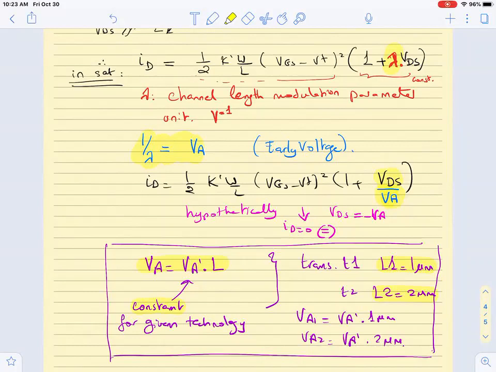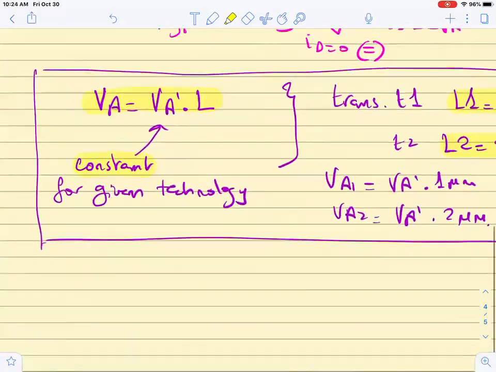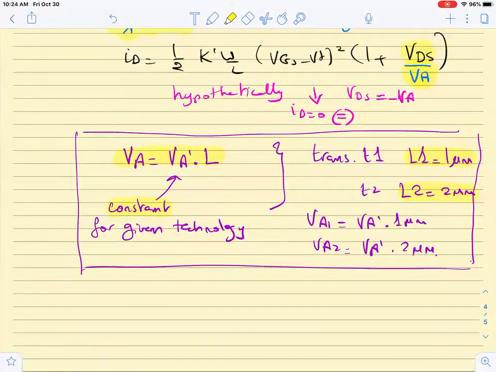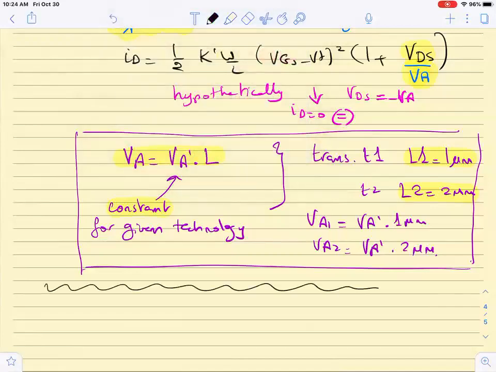Okay, does anyone have a question on channel length modulation? Okay, why do we care about this in our course? The reason that we care about this in our course is that we are going now to define a new variable, called little RO, and this little RO can be critical for the model in the small signal analysis for amplification.